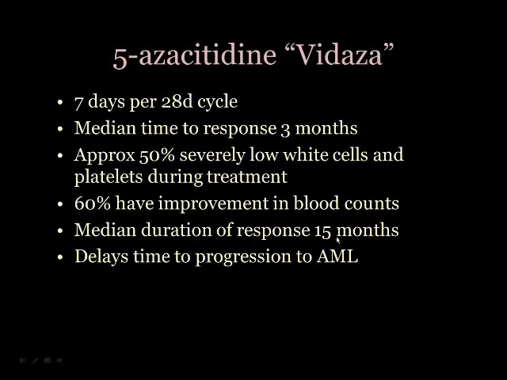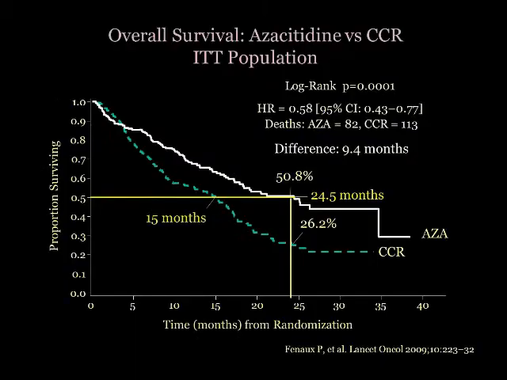The median duration of response is about 15 months, but we certainly have patients who are out at 3, 4 years down the track with still very good responses in their blood counts. And it also has been shown to delay the time to progression to acute myeloid leukemia in patients who are at higher risk of progressing to leukemia.